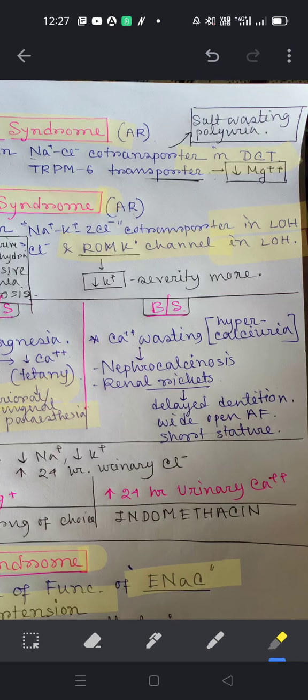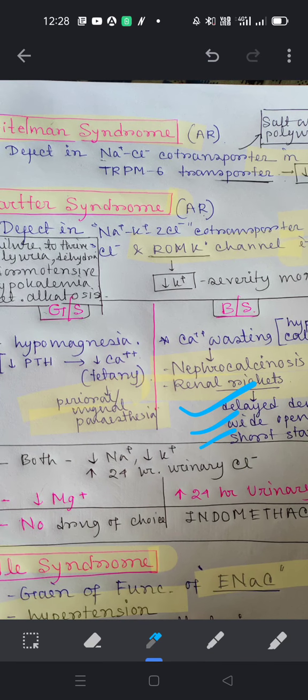In Bartter syndrome, there is no hypomagnesemia, but there is calcium wasting, that is hypercalciuria, which leads to nephrocalcinosis or renal rickets. The symptoms are delayed dentition, wide open fontanelle, and short stature.